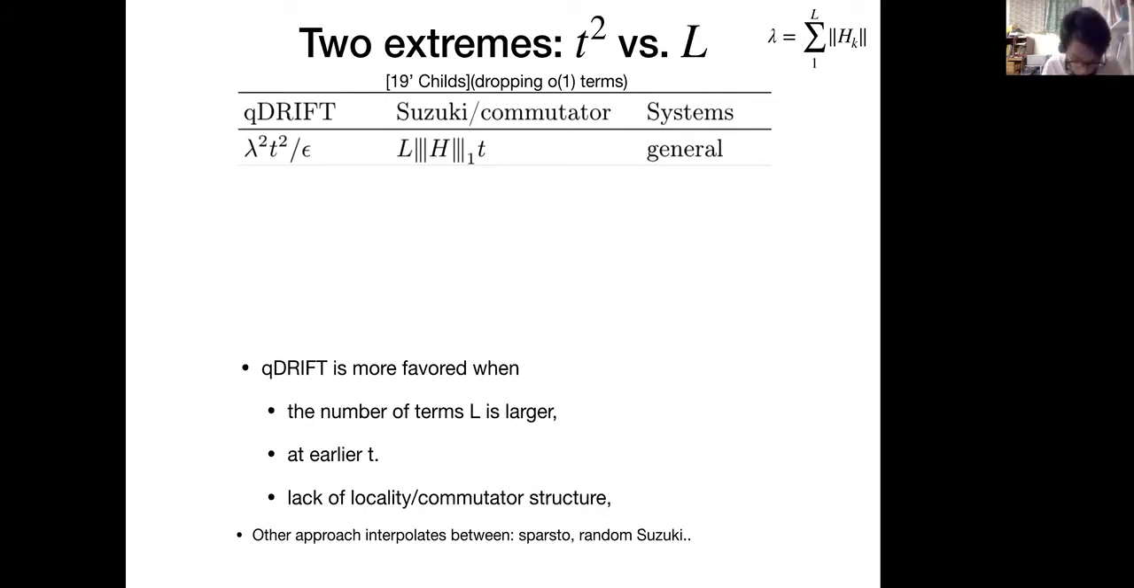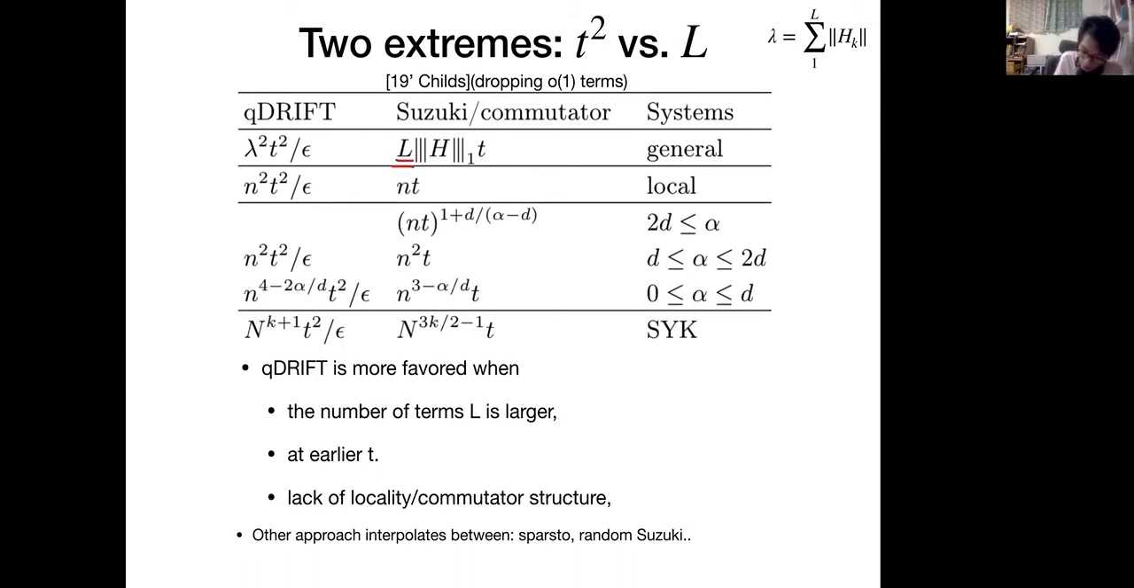So let's compare qDRIFT with the state-of-the-art Suzuki formula with commutator scaling. You immediately see that qDRIFT has a quadratic dependence on time. So that's not very good at late times. However, at short enough times, when L is very large, then qDRIFT may have an advantage. And let's see this in examples.